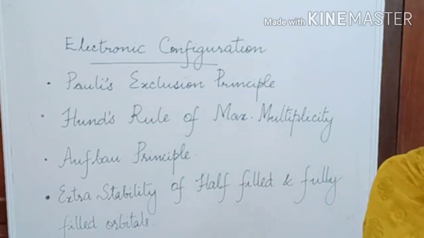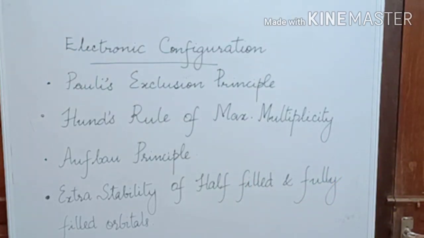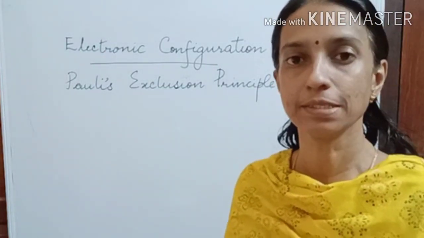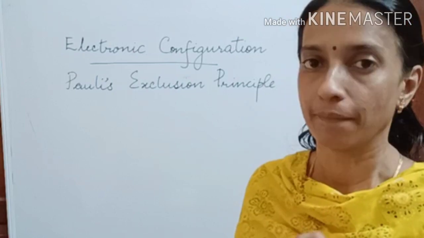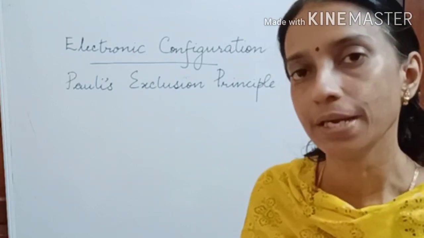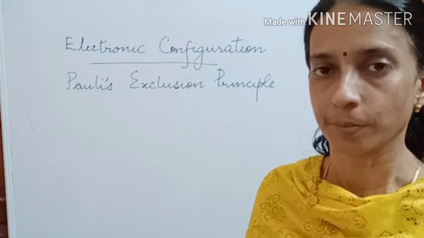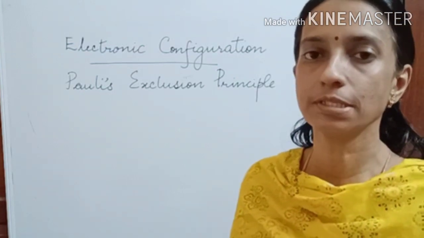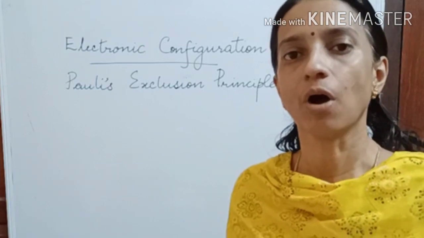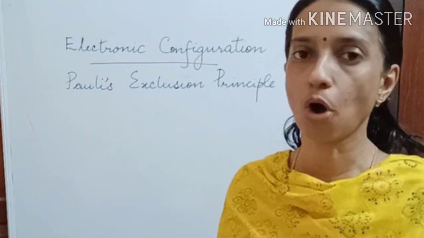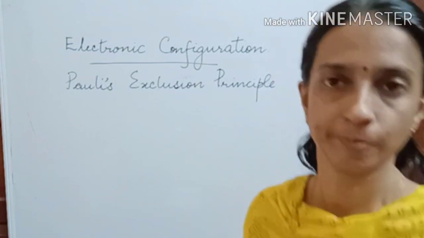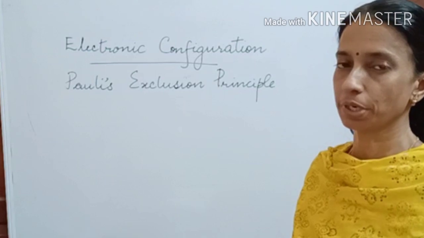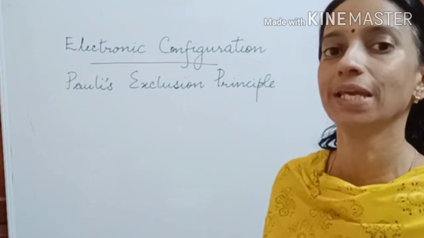First one, Pauli's exclusion principle. This principle was given by the scientist Wolfgang Pauli in the year 1926. He said that no two electrons in an orbital can have the same set of all the four quantum numbers. To explain Pauli's exclusion principle, I am taking the example of helium.